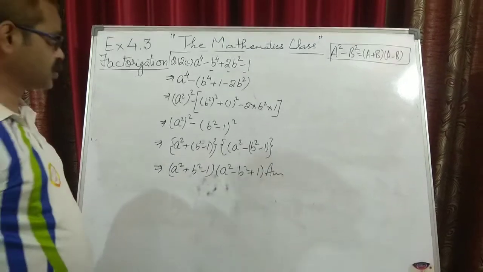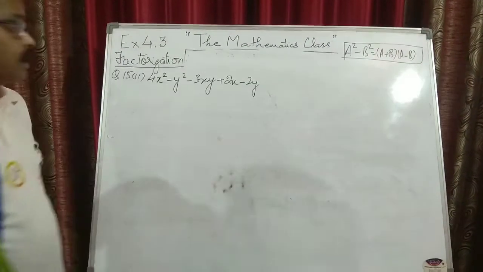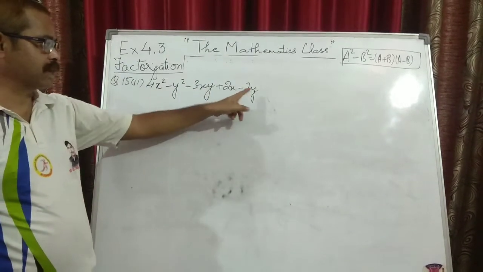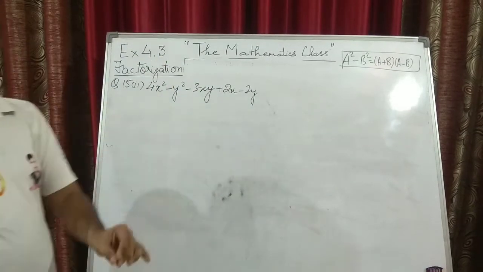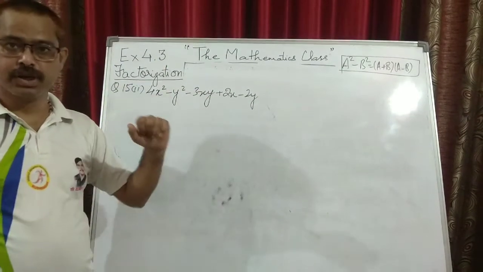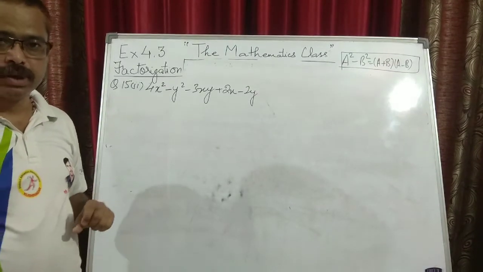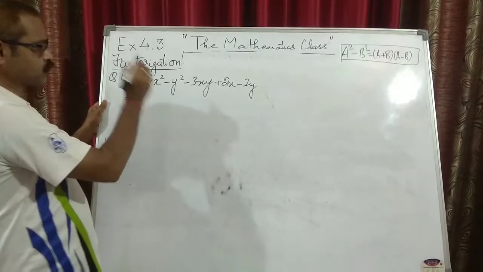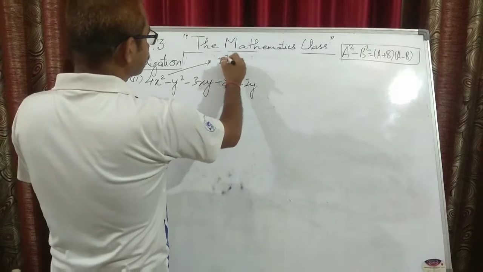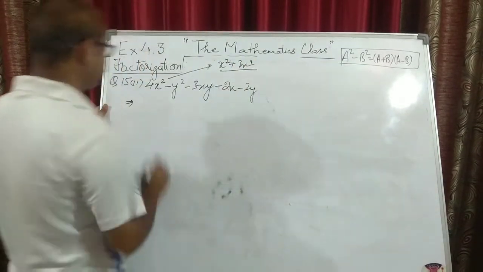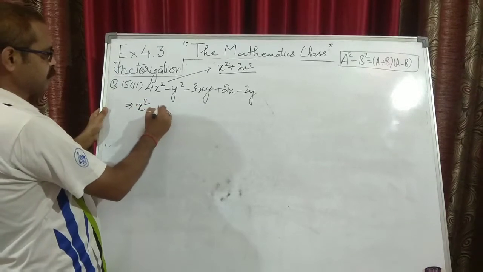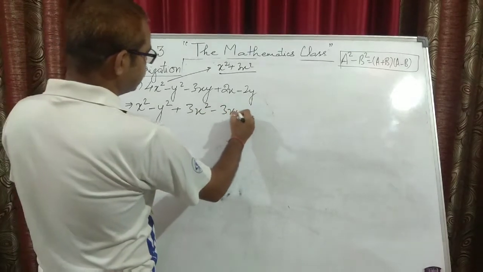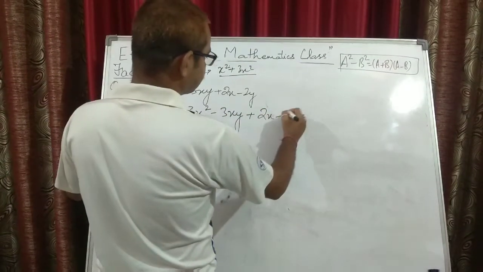Now we will move on to question number 15, second part. 4x square minus y square minus 3xy plus 2x minus 2y. 1, 2, 3, 4, 5. Now in this question you can see there are 5 terms, so we cannot make the pairs. So first of all we will try to break them. It means 4x square can be written as x square and 3x square. So we will break it as x square minus y square plus 3x square minus 3xy plus 2x minus 2y.